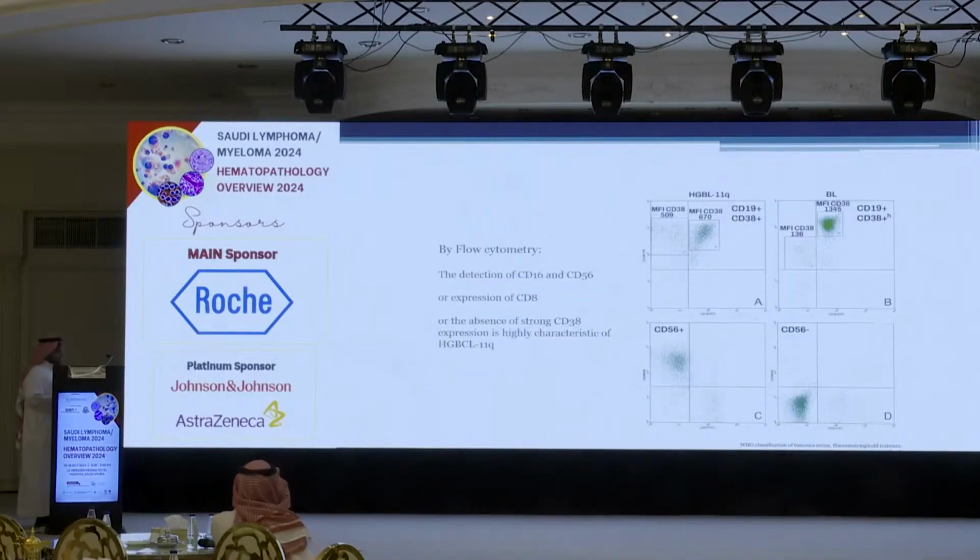Sometimes by flow cytometry, the high-grade B-cell lymphoma with 11q aberration has aberrant phenotypes. Sometimes they present with CD16 or CD56 immunostaining. Sometimes they have expression of CD8, which is a well-known T-cell marker, in these cases. And they usually have an absence of strong CD30. Strong CD30 expression is a common finding in Burkitt lymphoma. So if you have a case which has Burkitt lymphoma-like morphology, but it shows these aberrant expressions by flow cytometry, think of this entity.